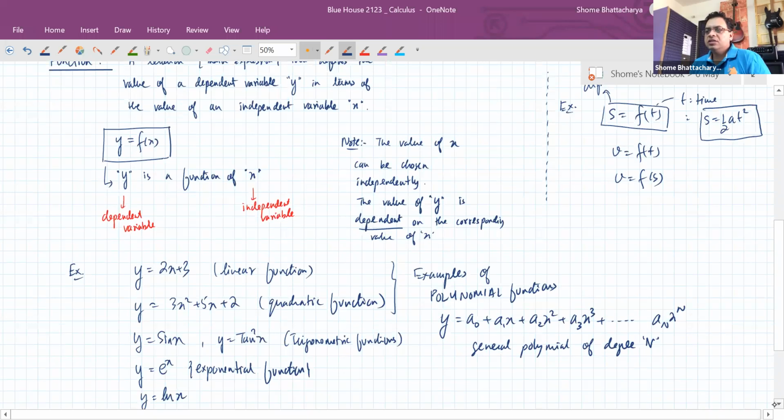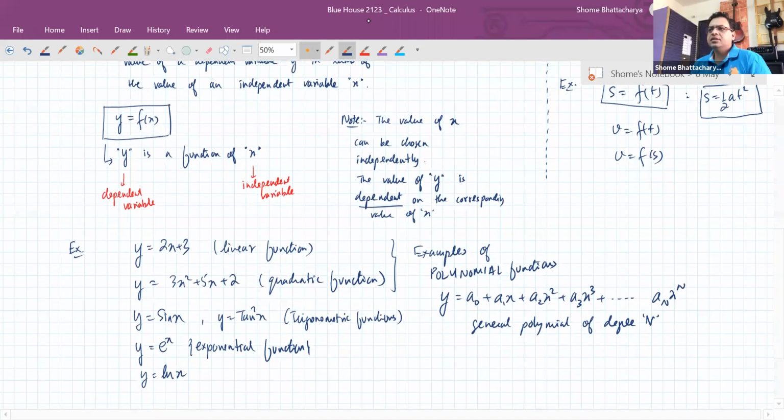Can anybody tell me what this symbol is? y is equal to ln x. What does it stand for? Natural log. Very good. So what is natural log? Log to the base e. Log to the base e, right?